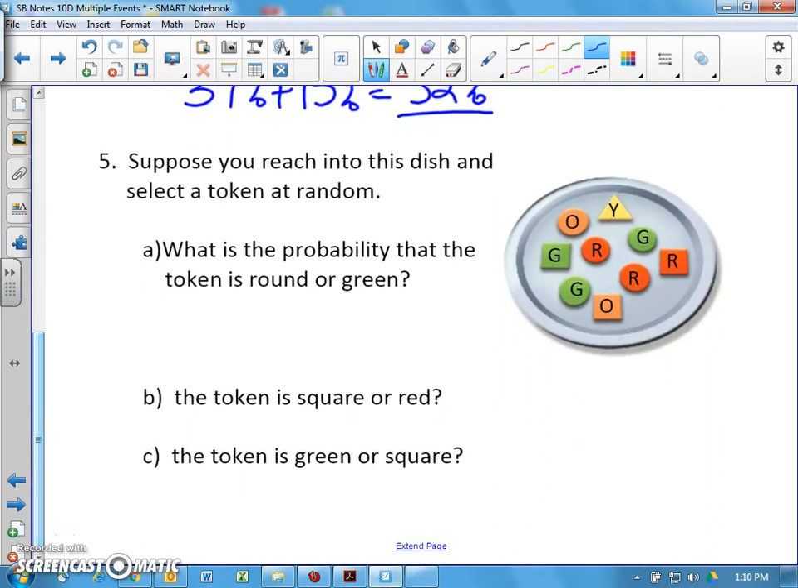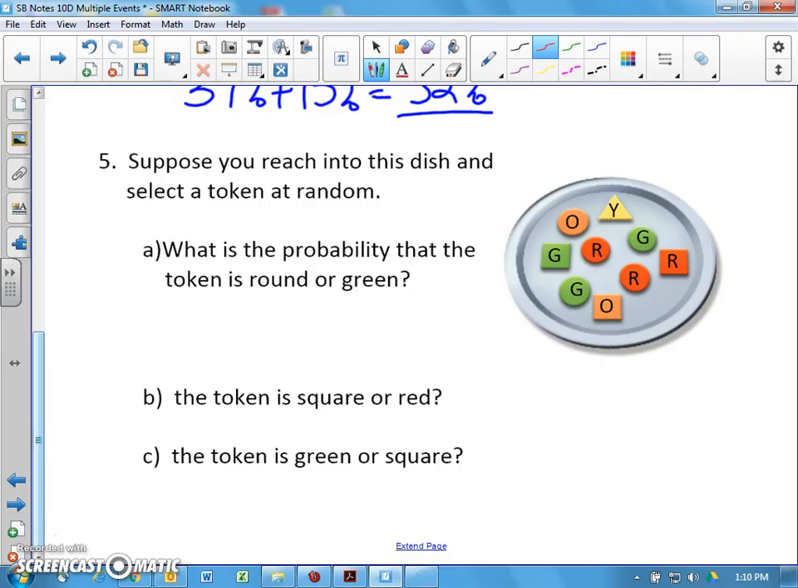Suppose you reach into the dish and select a token at random. We've got triangular, square, and circular tokens that are yellow, green, orange, and red. So we want the probability that the token is round or green. Well, these are not mutually exclusive because we have some that are both round and green. So we need to be careful.